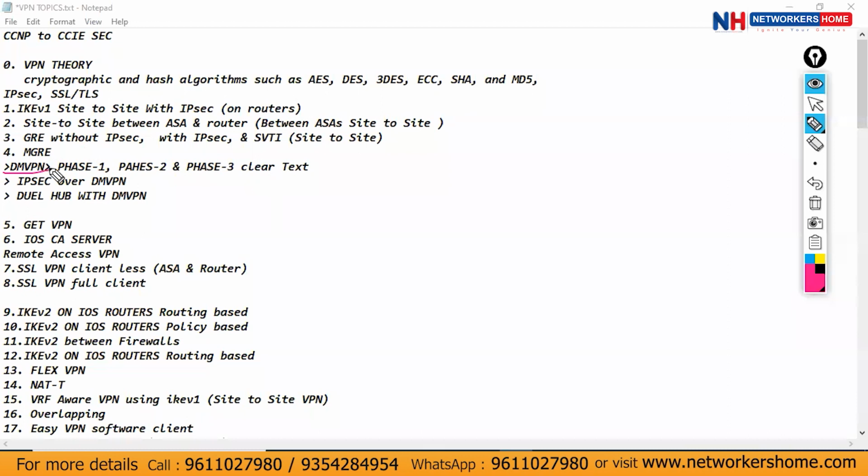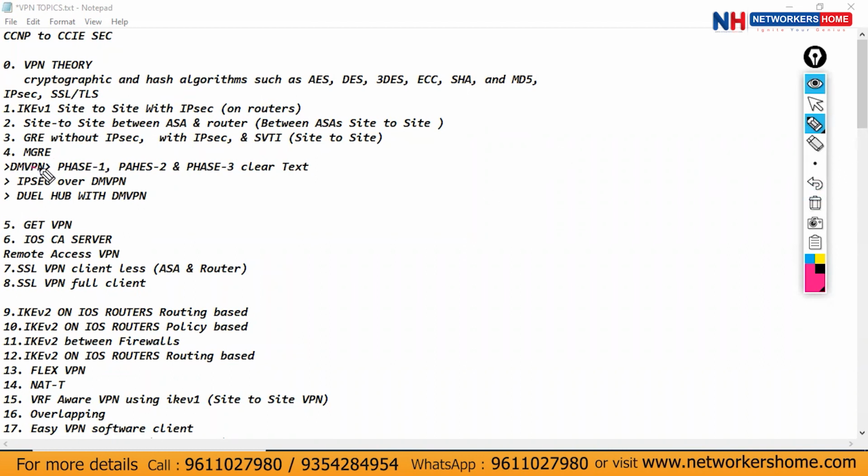DMVPN means dynamic multi-point. Here it was static multi-point; this is dynamic multi-point. So dynamically I'll assign access to all the points. I don't need to register or define all the existing clients' information. I'll just define the server's information, and the server will provide all the other clients' information to a new client. So we use terms like hub and spoke. Such interesting things you will see here.